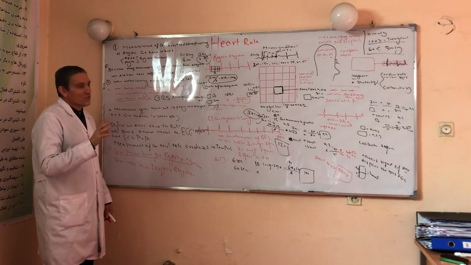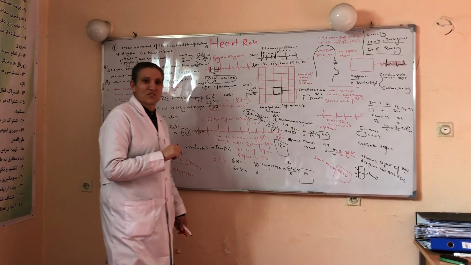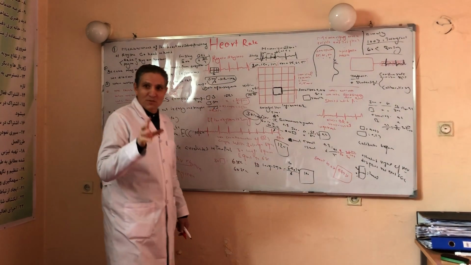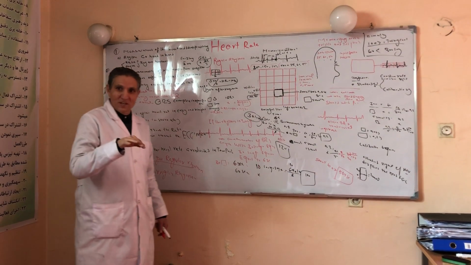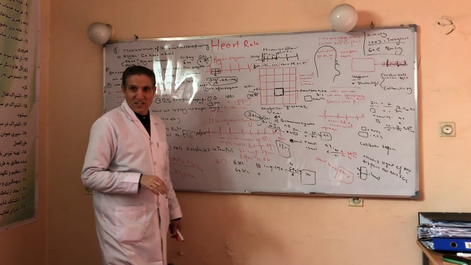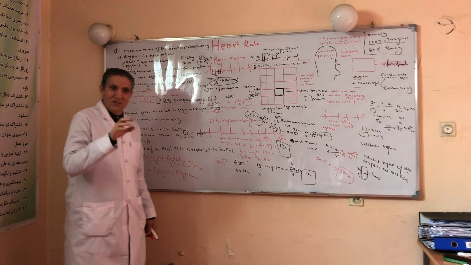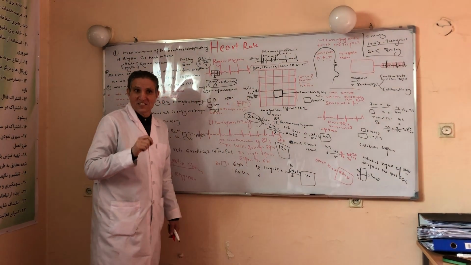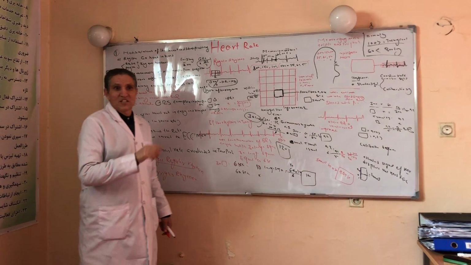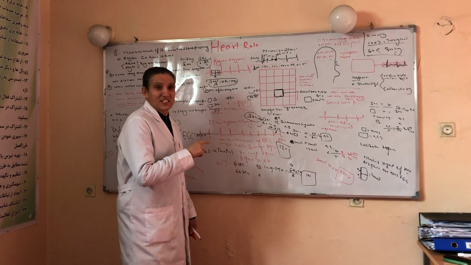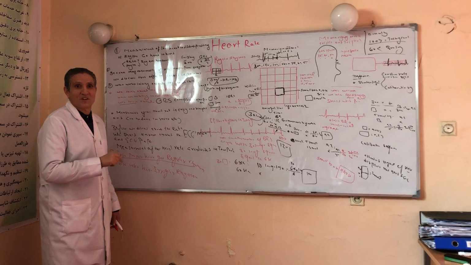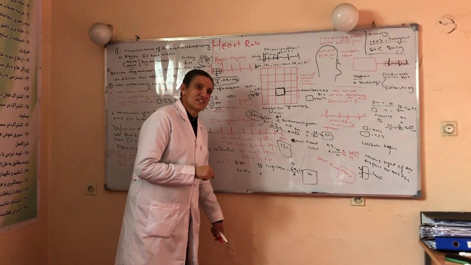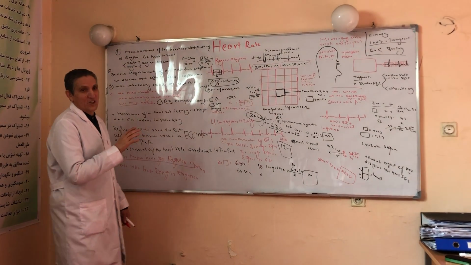So we introduced here 3 methods. When the heart rate is regular, the number of large boxes is divided into 300. If the heart rate is irregular, we measure the number of QRS complexes over 30 large squares. 30 large squares represent 6 seconds. In 6 seconds, we have 12 QRS complexes. In 60 seconds, which represents 1 minute, we have 120 heart rate, or beats per minute.